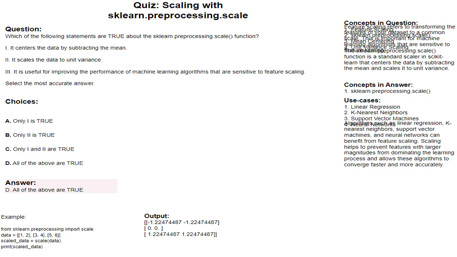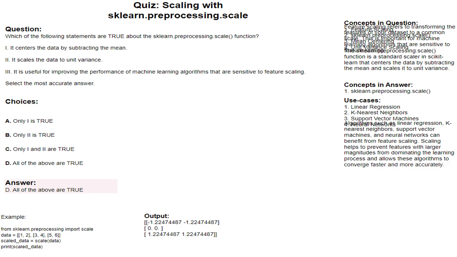Feature scaling refers to transforming the features of your dataset to a common scale. This is important for machine learning algorithms that are sensitive to feature scaling.